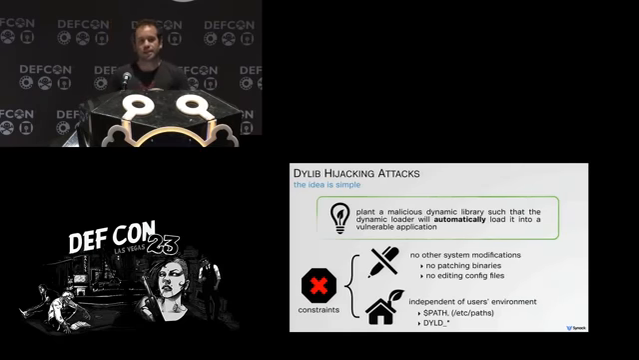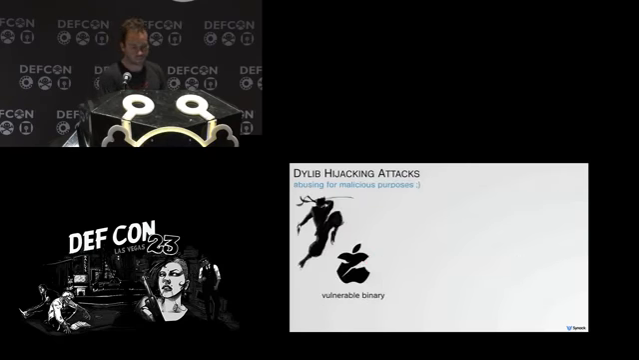We also are going to say no other modifications to the operating system. So no modification of auto-run plist files, anything like this. Again, just plant a file on the file system. That's all we're allowed to do. Again, we also want it to be independent or global of the user's environment. So we're not going to modify any path variables or environment variables.